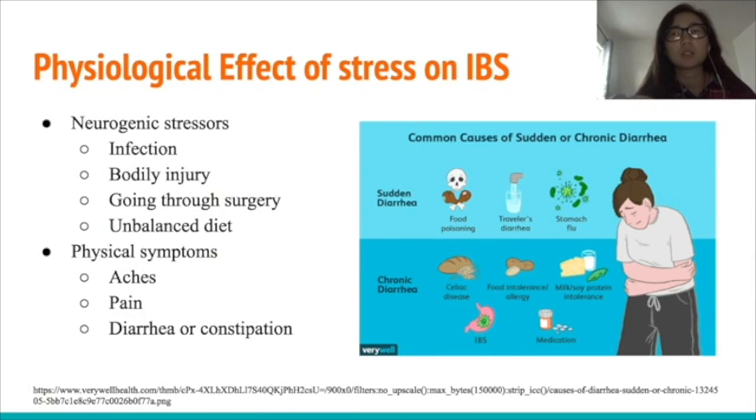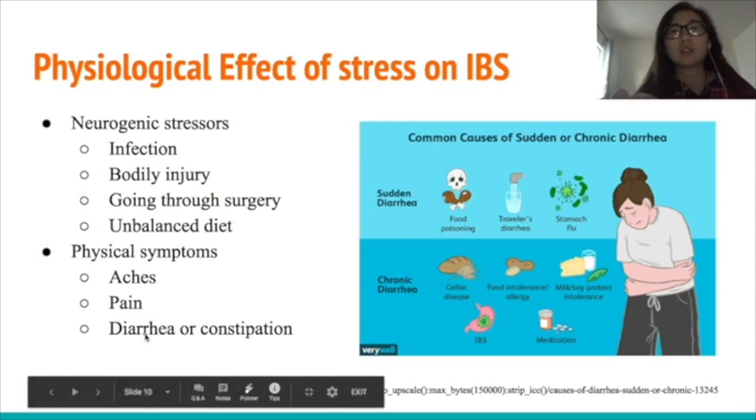So over here, taking a look at the physiological effect of stress on IBS. On this slide, since stress can arise from perceived or actual events that will disturb the body balance, chronic stress experienced in life through neurogenic stressors can be involved in physical simulations such as infection, body injury, going through surgery, and unbalanced diet. And this can have an impact on the IBS symptoms. So this will later lead to physical symptoms such as aches, pain, diarrhea, or constipation. And more of the symptoms and their signs will be mentioned later.